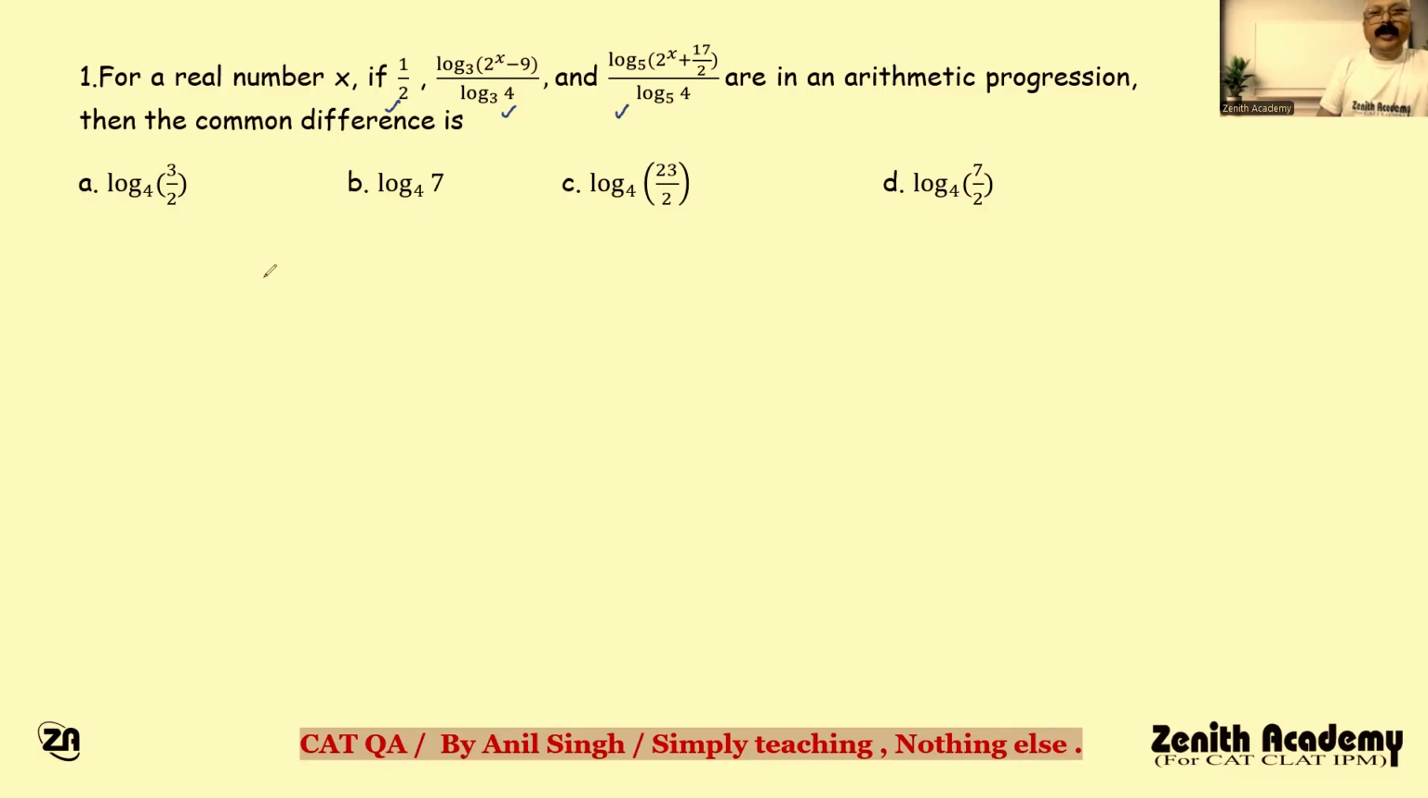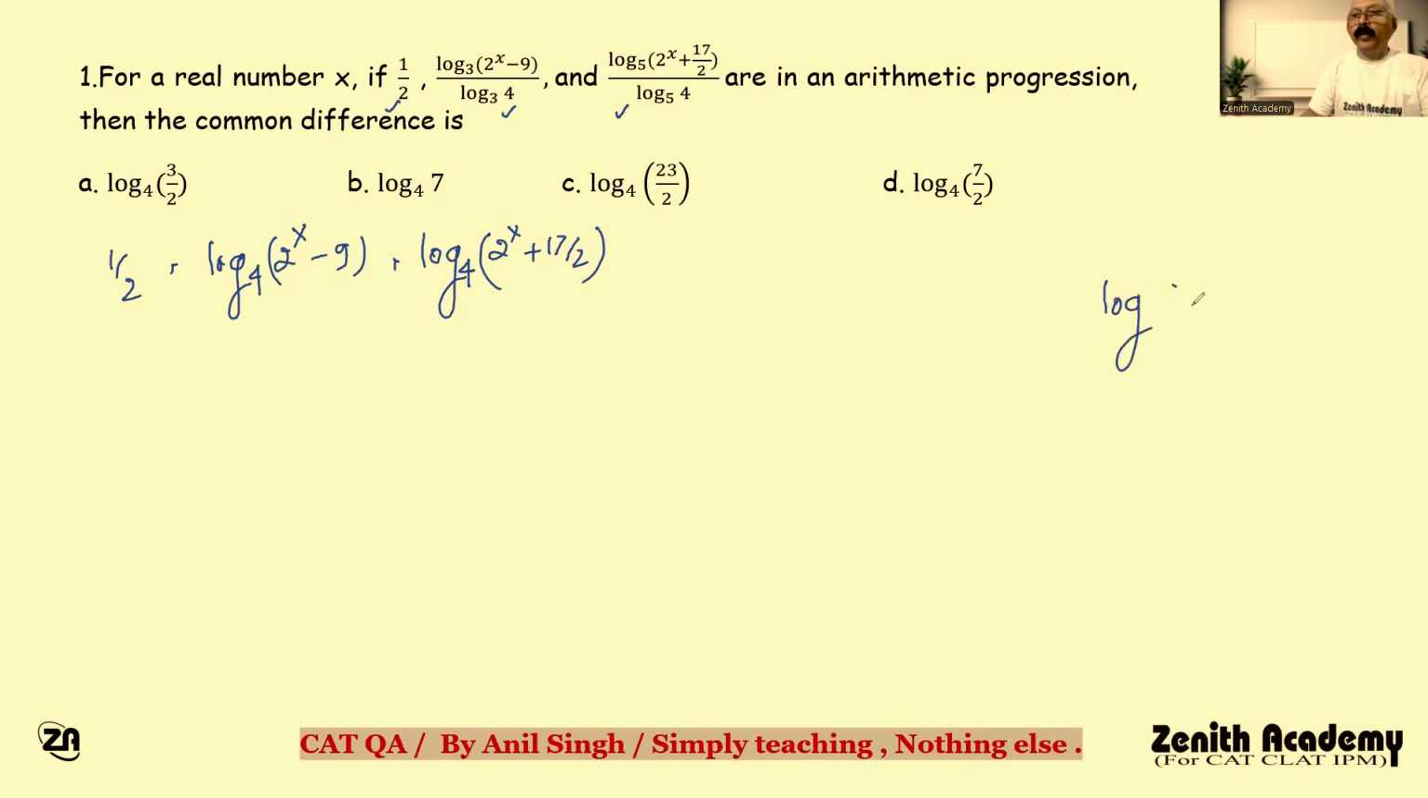Let's write these three terms on the same base. We can write the second term as log of 2^x - 9 to base 4, and the third as log of 2^x + 17/2 to base 4. The simple concept here from the log chapter is that log of x to base a over log of y to base a can be written as log of x to base y. I'm using this.